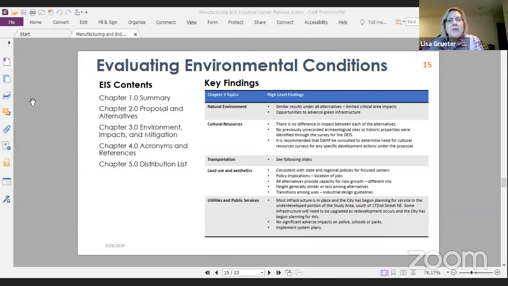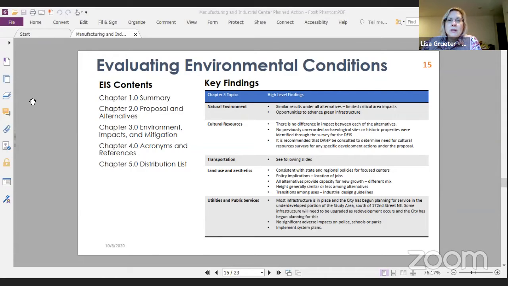The findings for the natural environment were pretty similar across all alternatives. The area is already highly altered, and the city critical area regulations will protect those features. So there will be limited critical area impacts. But with the advent of development comes the opportunity to implement green infrastructure through development, stormwater features, as well as streets improved to city standards. There's opportunities to add low impact development design.